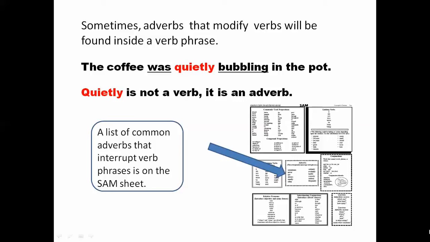There is a list of common adverbs that interrupt verb phrases on the SAM sheet, but just be on the lookout for adverbs that are in a verb phrase, but they are not verbs. It's easy to tell that quietly is not a verb because it does not have an ing form. There is no such thing as quietly-ing.